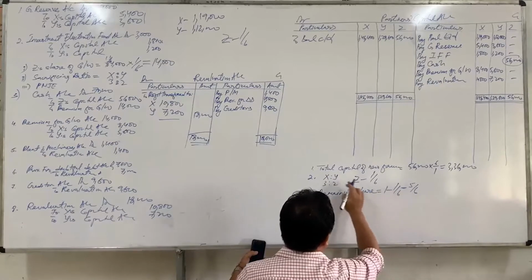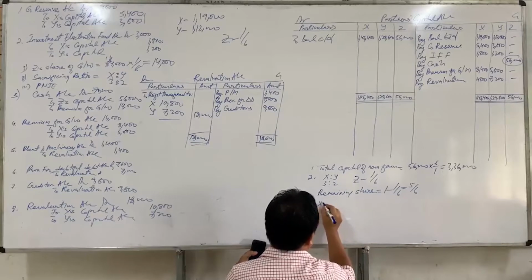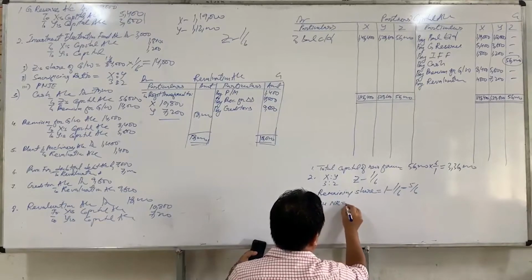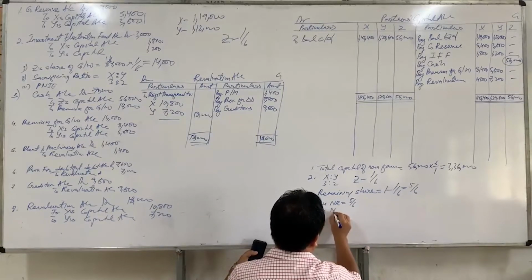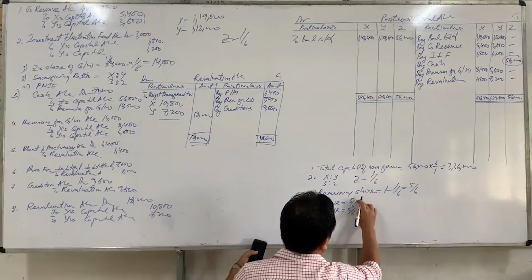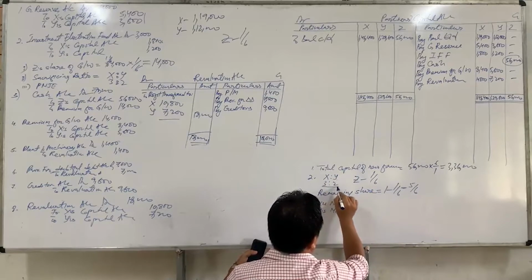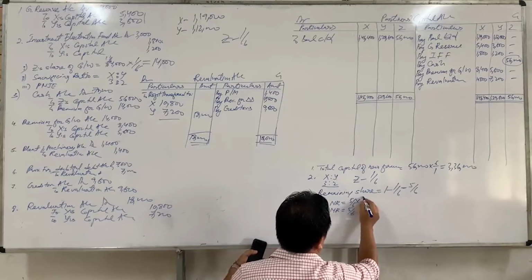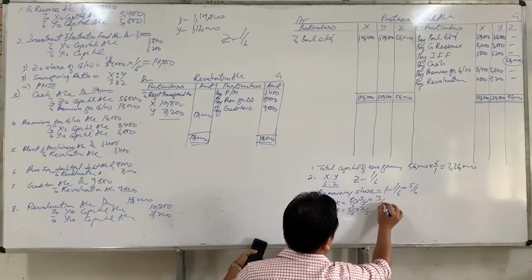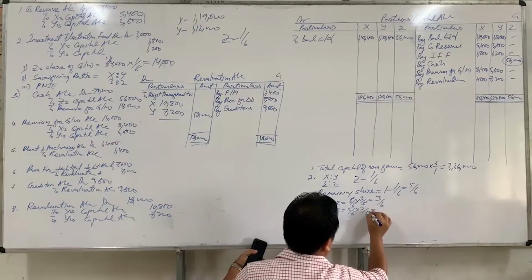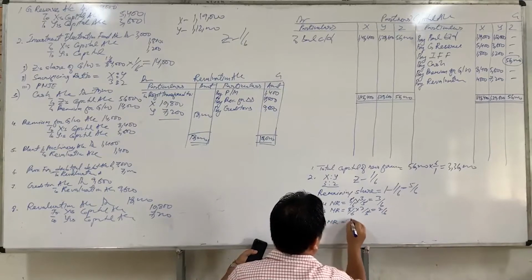And 5/6 will be shared by X and Y in their old profit sharing ratio. So X's new ratio is equal to 5/6 into 3/5, and Y's new ratio is 5/6 into 2/5. What is the old profit sharing ratio? 3:2, which means 3/5 and 2/5. So we can cancel this. How much did we get? 3/6. And here, 2/6. Z's new ratio is already given, which is 1/6.